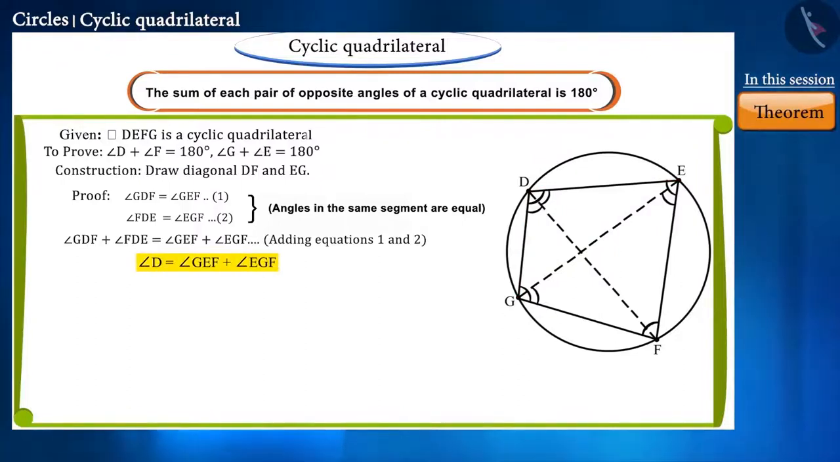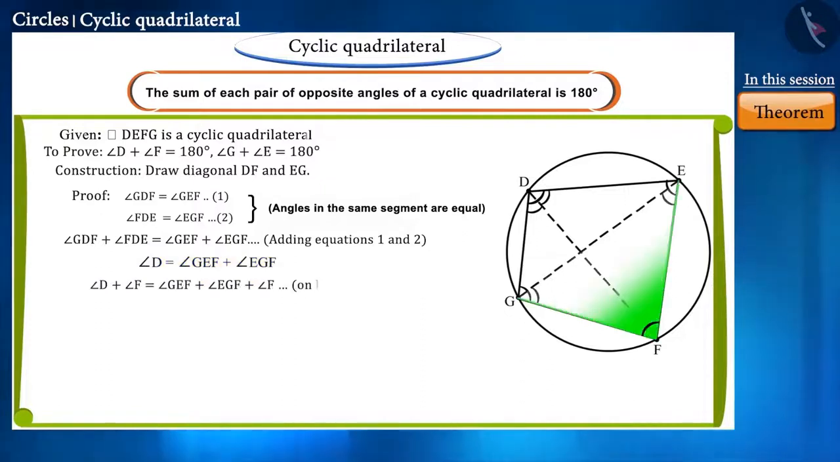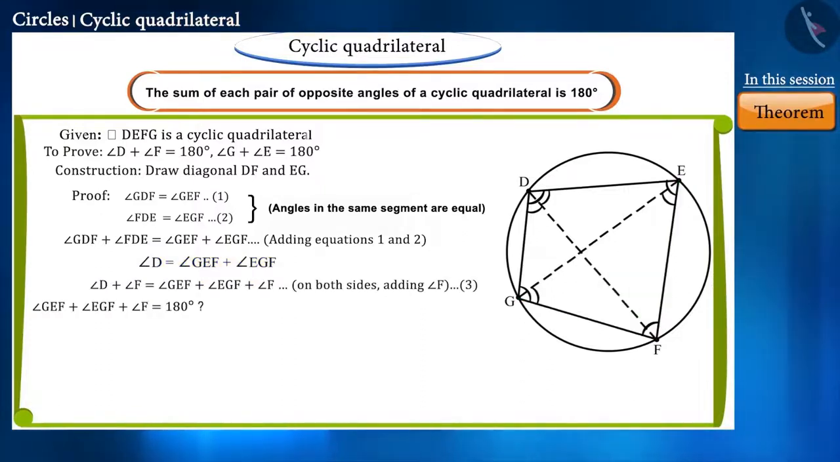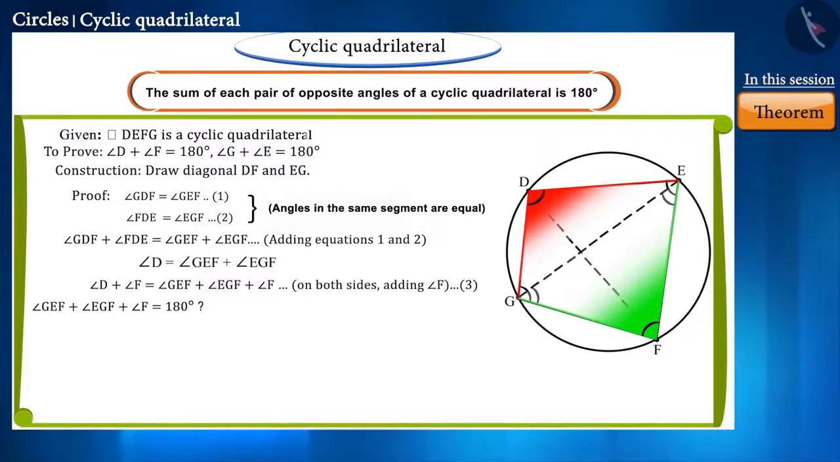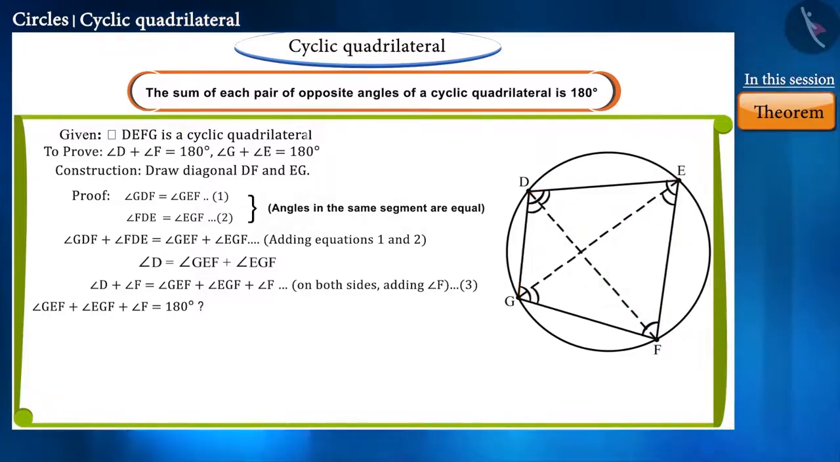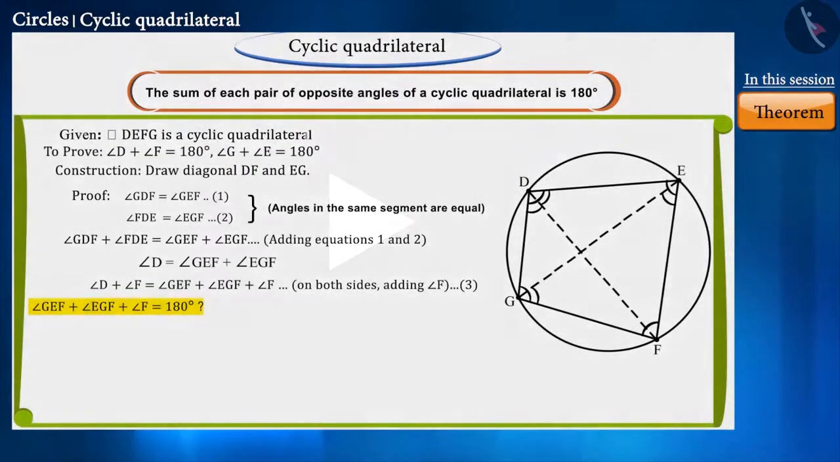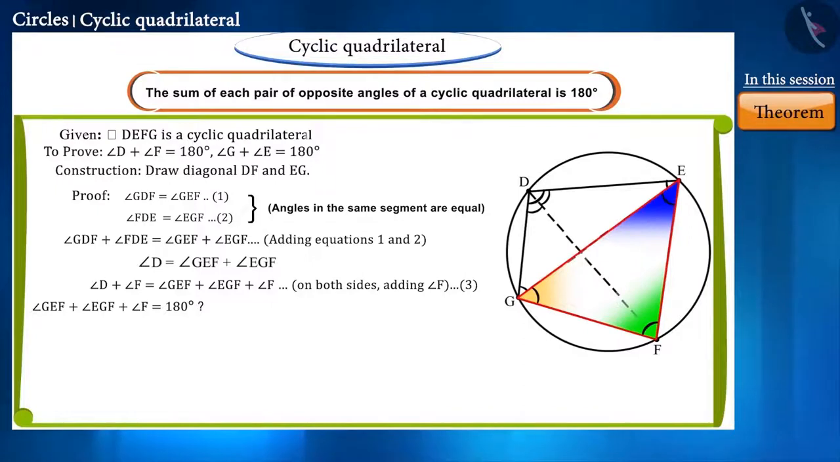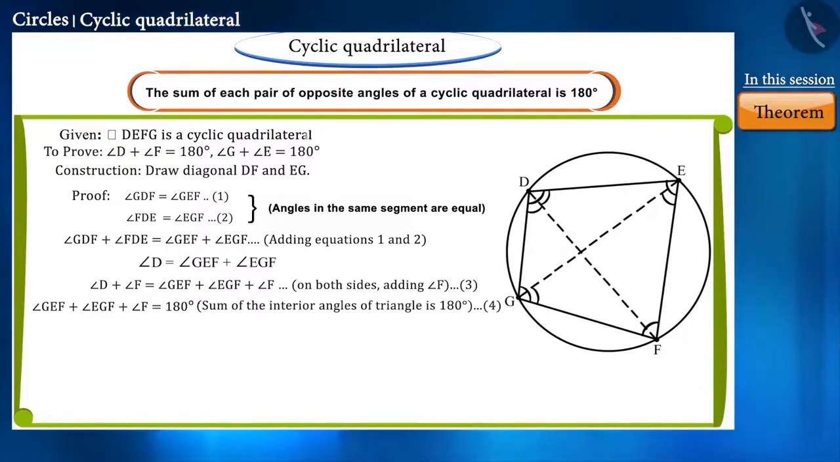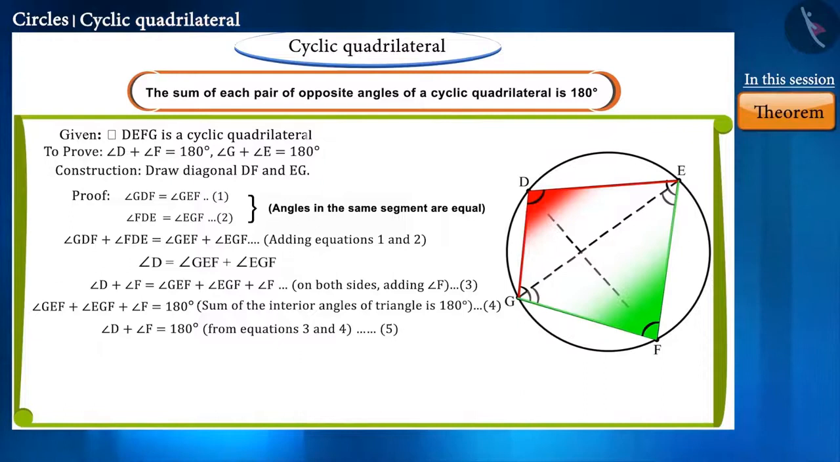If we add the angle F to both sides of this equation, then the sum of the right side of this equation will be 180 degrees. Can you explain the reason for this? You can think by pausing the video. These 3 are the angles of triangle GFE. And we know that the sum of the three angles of a triangle is 180 degrees. That is, the sum of angle D and angle F will be 180 degrees.